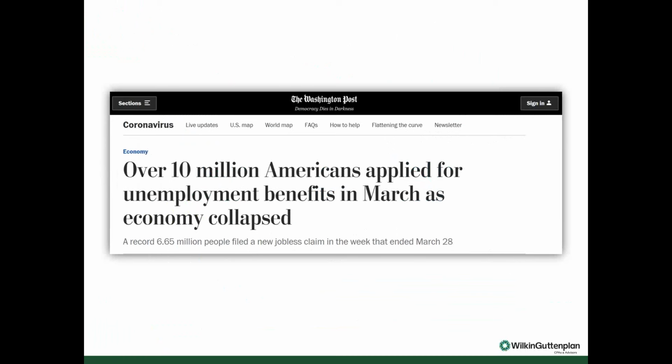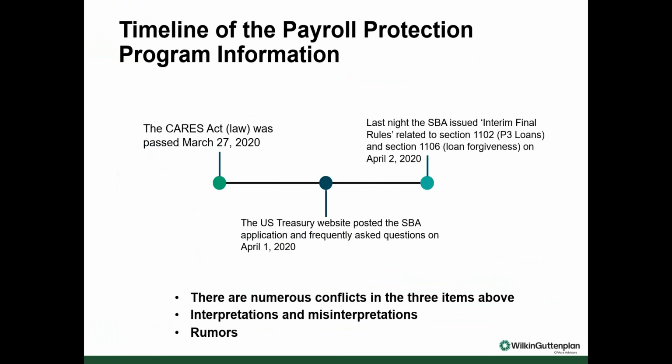So we'll move on to the actual dates in the act. Things have been happening really fast. The law was passed last Saturday, and then April 1st, the Treasury posted on its website the SBA's application and some frequently asked questions and information sheets. And then last night, as Dan mentioned, at about 8 o'clock at night, the SBA issued something called interim final rules. I guess only the government can issue an interim final something, but interim final rules related to section 1102, which is the PPP loan section, and section 1106, which is the loan forgiveness section of the CARES Act.